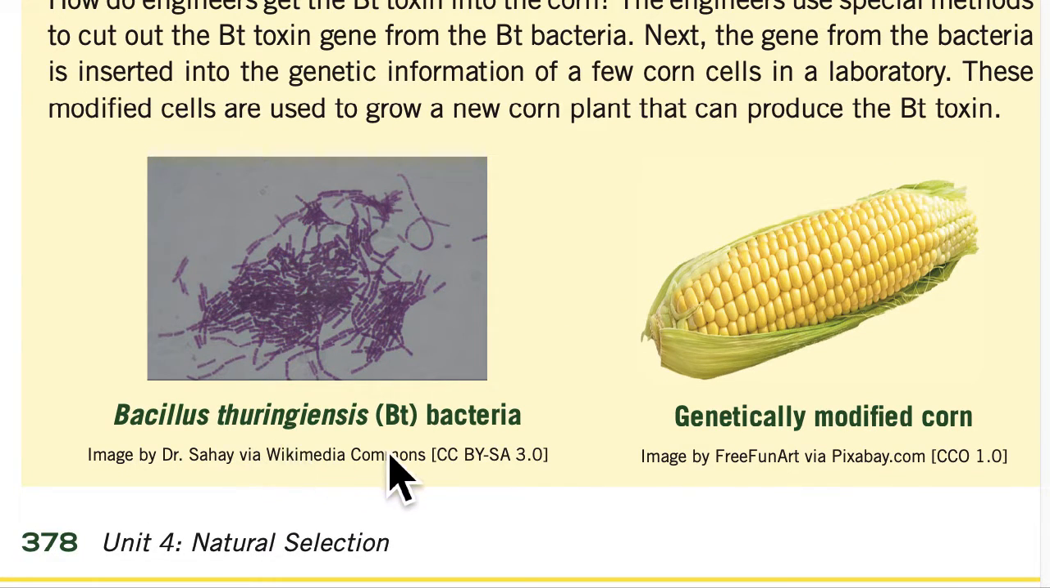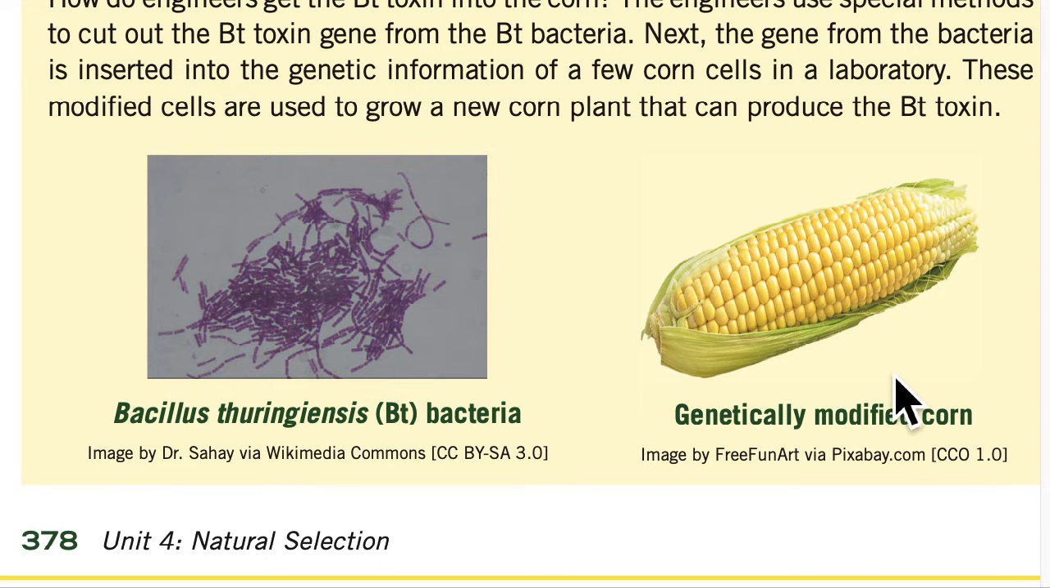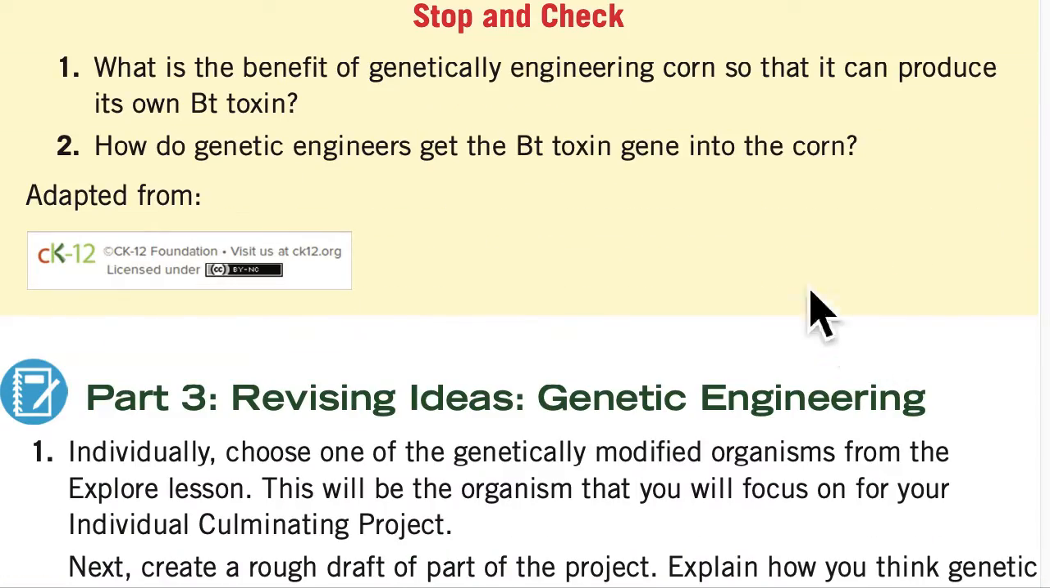Bacillus thuringiensis, or Bt bacteria, and genetically modified corn. Stop and check. What is the benefit of genetically engineering corn so that it can produce its own Bt toxin? How do genetic engineers get the Bt toxin gene into the corn?